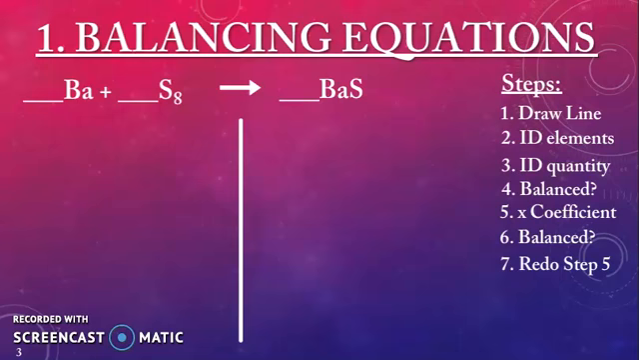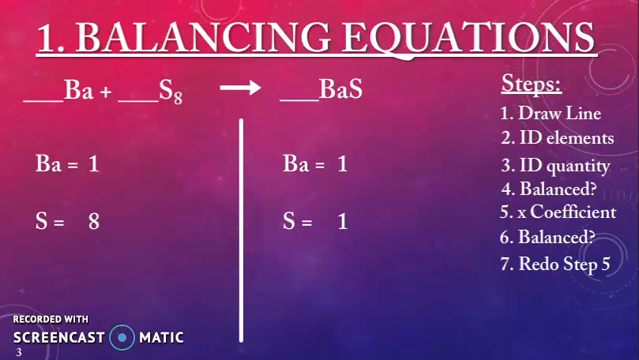So I've already drawn the line down the middle. We see that barium and sulfur are our elements. We have 1 and 8 on the reactant side, so the 1 barium is there, sulfur has 8. And then on the product side, we have 1 and 1. So barium sulfide has 1 barium and 1 sulfur. Obviously we're going to look and see if we're balanced, and we can see that we're not. Barium is already balanced, so we're not going to mess with that one. We are going to mess with the sulfur.